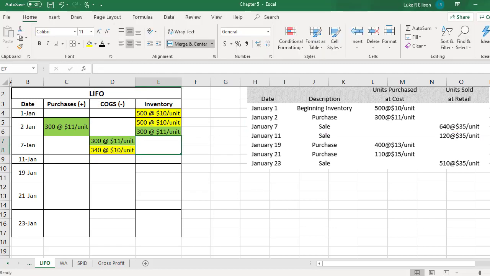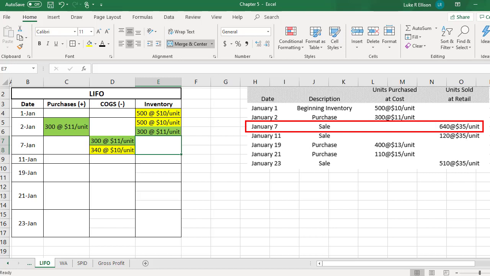Now, one thing to remember is that the total of all units in cost of goods sold for one particular date must add up to the total number of units sold on that date. So in this case, 300 plus 340 equals the 640 total sold. So we're good to go.